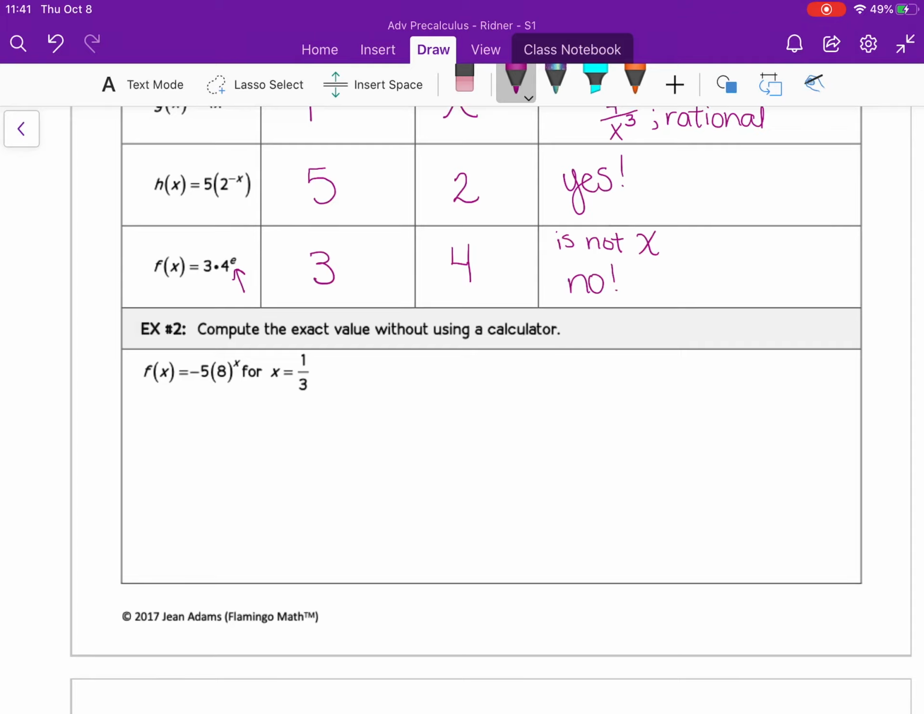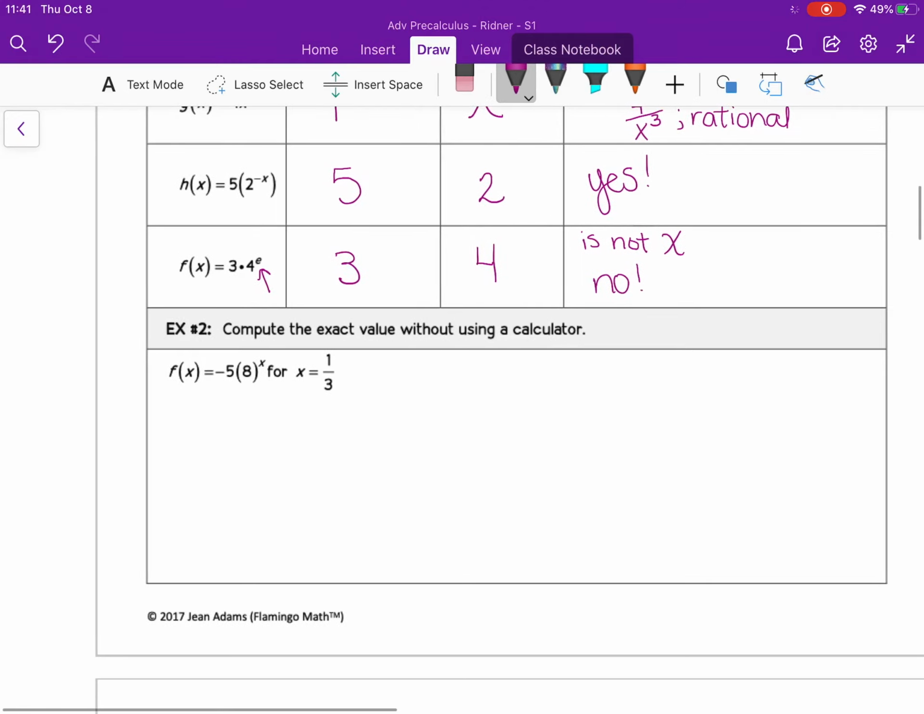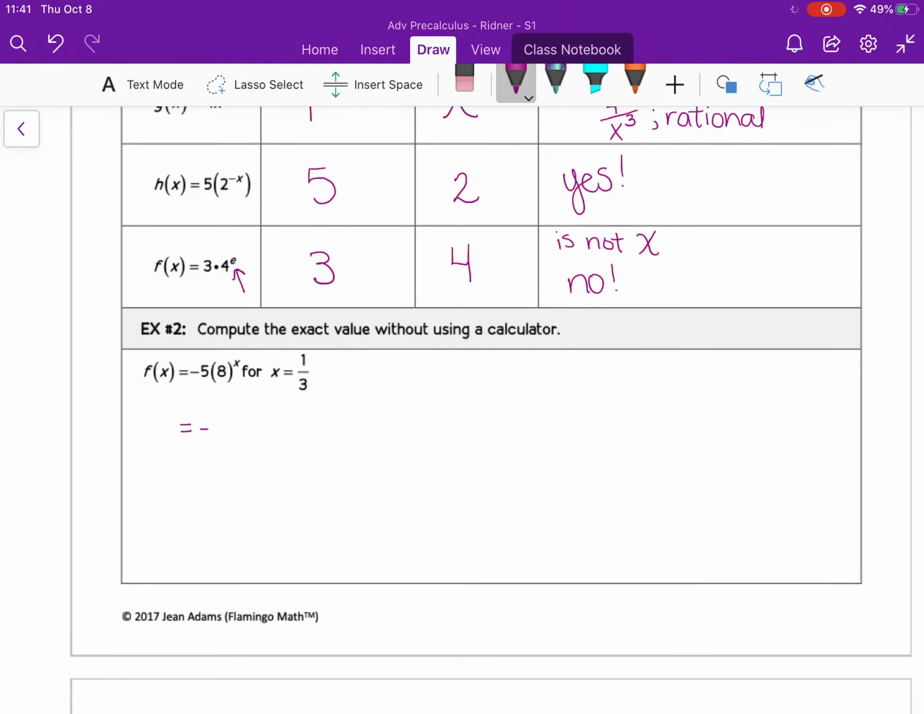So what does that look like if I want to compute an exact value? Which you already know it to mean. You're going to do 8 to the 1/3 power. So substitute in 1/3 for x. You can use your calculator, that's okay, but let's extend our thinking. Let's think about this. To the 1/3 power actually means the cube root of.